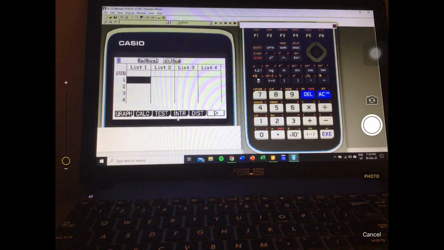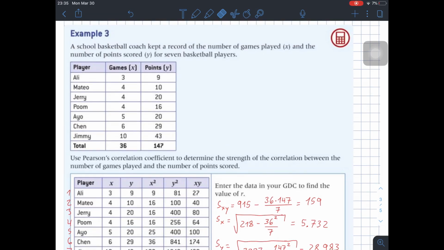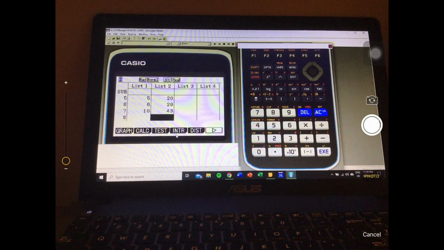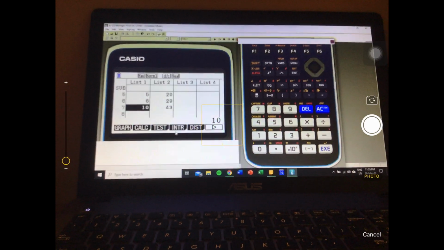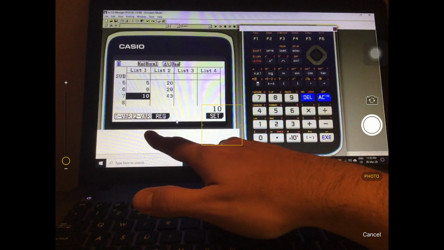Okay, so we go back to the table, and we're going to plot in those values. Let me do that. 3, 4, 4, 4, 5, 6, 10 in list 1, and in list 2 you're going to plot 9, 10, 20, 16, 20, 29, 43. Once you've done that, to calculate the correlation coefficient, go to calc, so that's F2. Then you see that we have 1 var, 2 var, and reg.